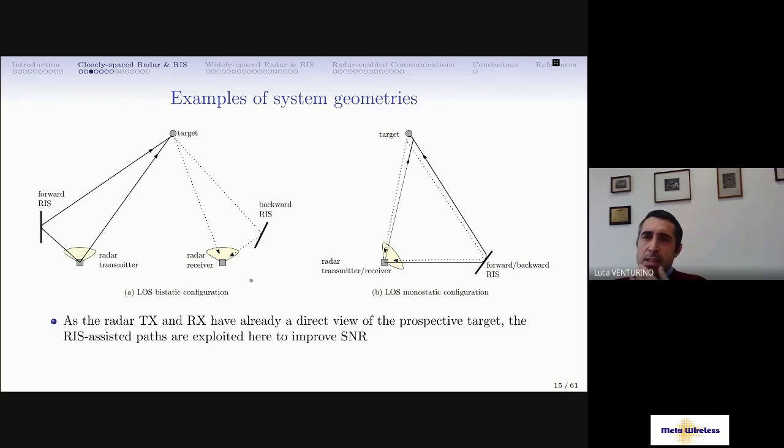In this scenario, what is important to notice is that there is already an existing line of sight link between the radar transmitter and the target. Therefore, the forward RIS provides an additional path to illuminate the target. In the same way, the backward RIS helps the radar receiver, which already has a direct view of the target. So the main issue in this setup is how the additional links provided by the forward RIS and the backward RIS can help an existing radar, which has already a direct view of the target.